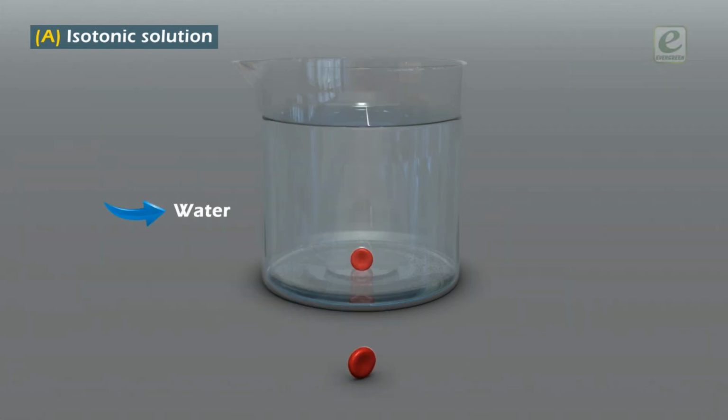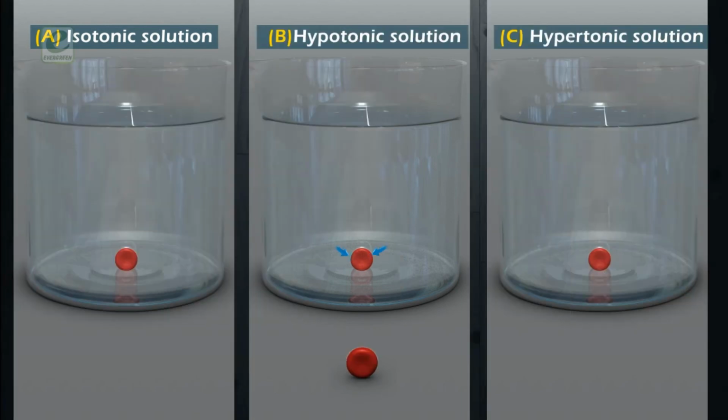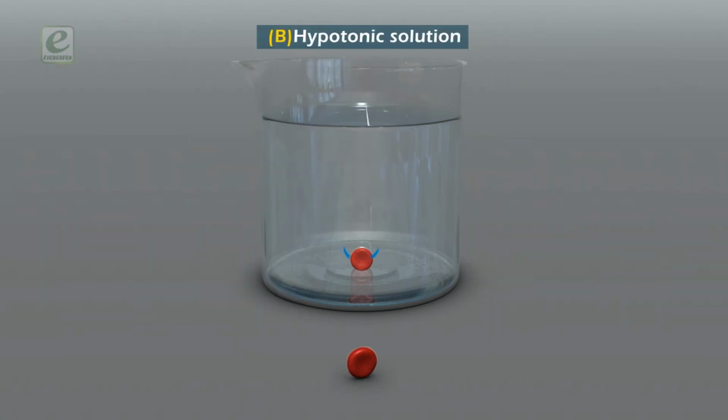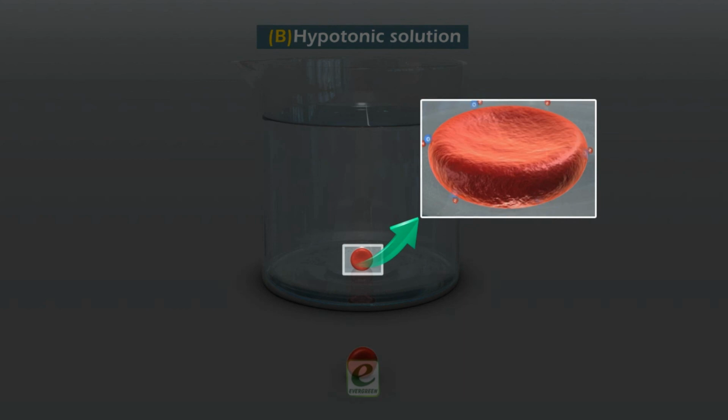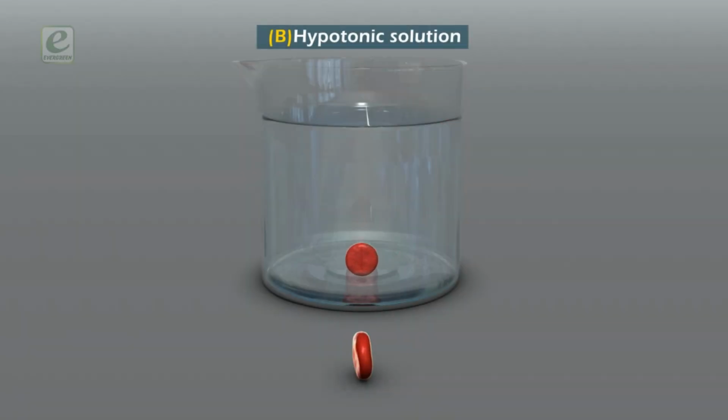In setup A, shape and size of RBCs remain unchanged and there is no net osmosis. In setup B, the contents of RBC is hypotonic as compared to surrounding solution. Water molecules move from hypotonic to hypertonic solution. The RBCs swell up or even may burst due to endosmosis.